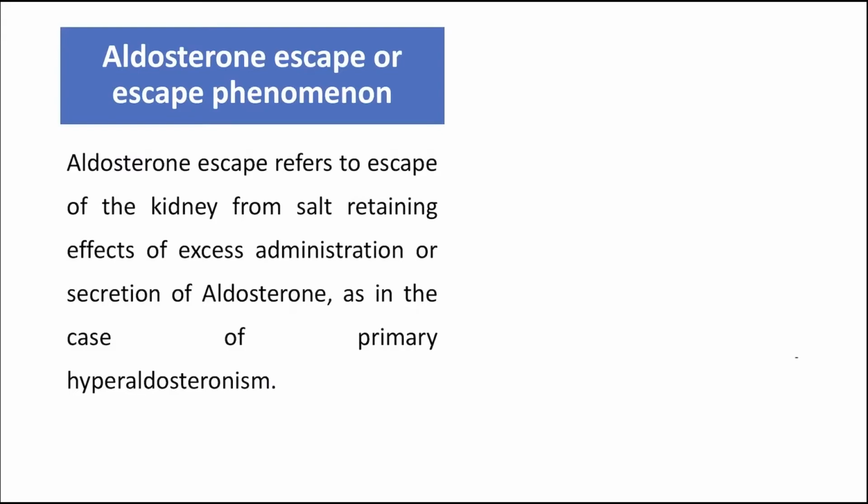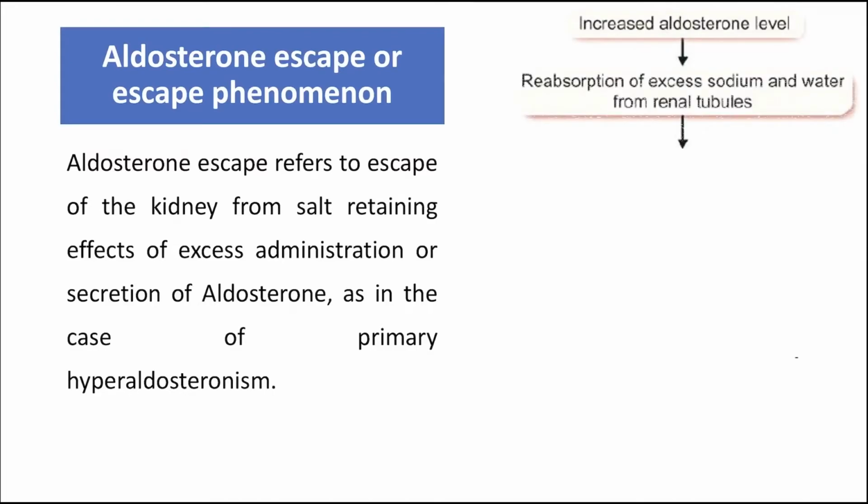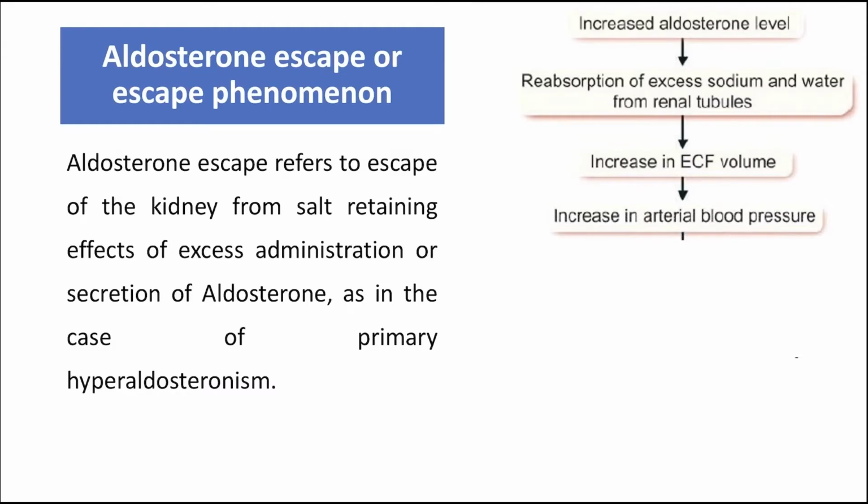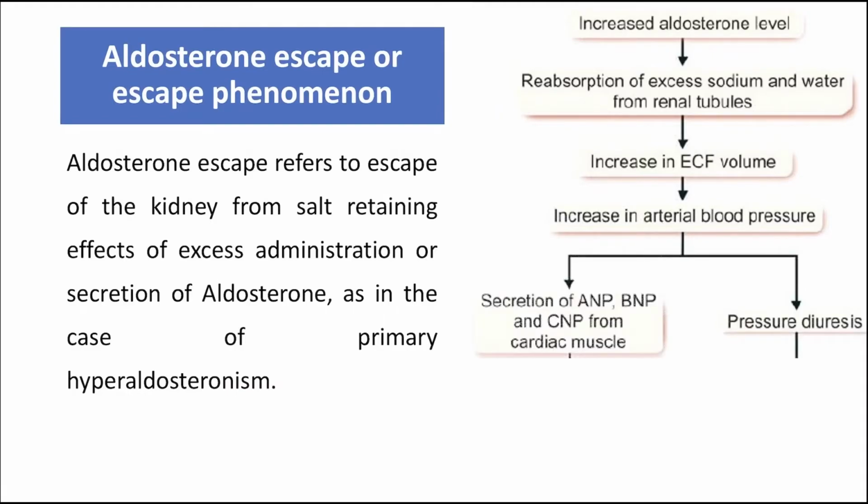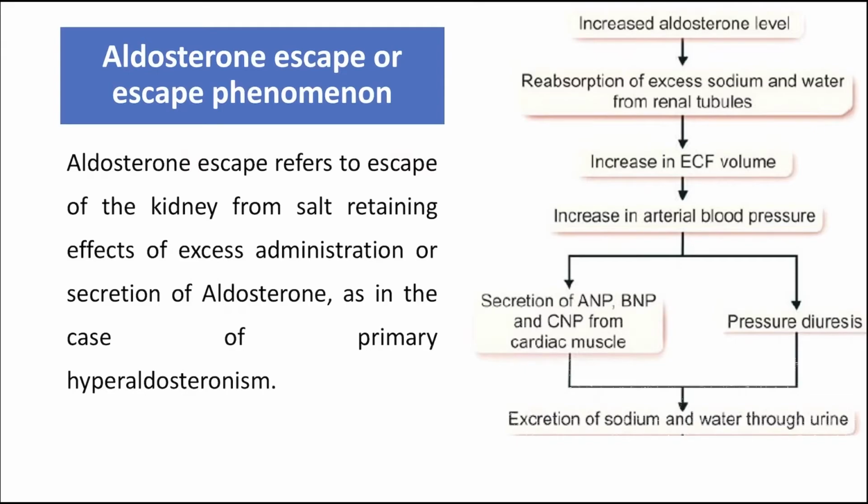So how does this escape occur? Whenever there is increased aldosterone level, that causes increased reabsorption of water and sodium from the renal tubules, that increases the extracellular fluid volume and increases the blood pressure. Now whenever the blood pressure is raised, it will produce pressure natriuresis and pressure diuresis, whereas the increased fluid volume will also cause the release of natriuretic peptide from the cardiac muscle because of the stretch. So both of these effects will favor the excretion of sodium and water through urine, so that the ECF volume comes to normal.